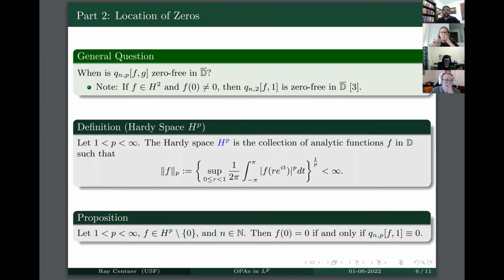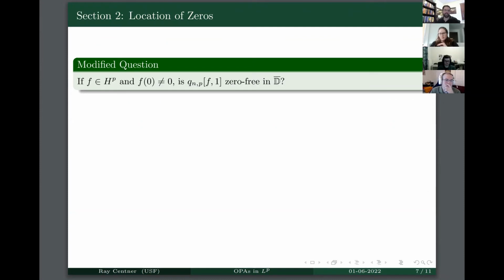So when we generalize to the HP setting, we do need that condition. So our modified question looks like this. If you have F in HP, and F doesn't vanish at the origin, is Q_n^P F1 zero free in the closed disk? So this is what we want to show.